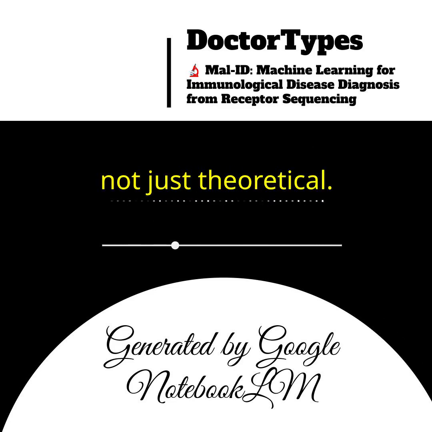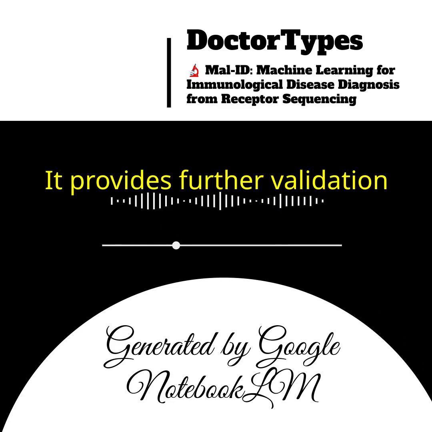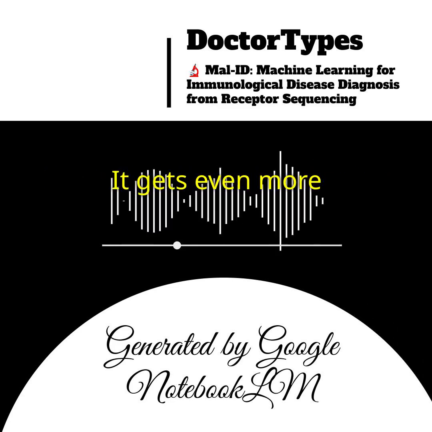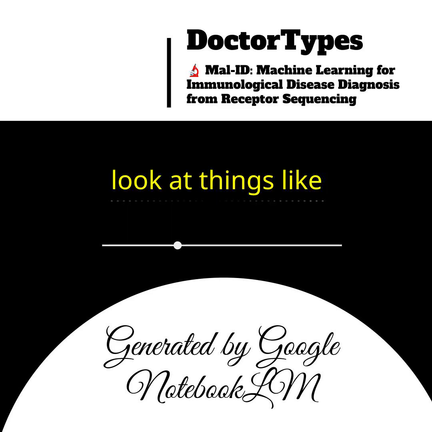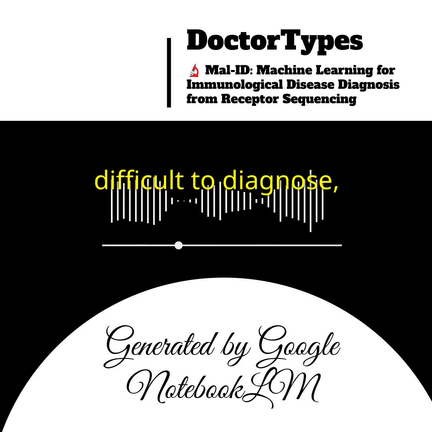IgG antibodies, we know those are a big part of the immune response to the virus, right? So it's not just theoretical. Nope. It's actually confirming what scientists already know about the immune response to COVID-19. It provides further validation for MAL-ID's accuracy. And what about other diseases?